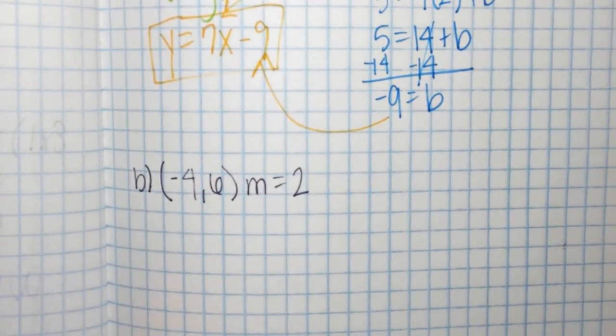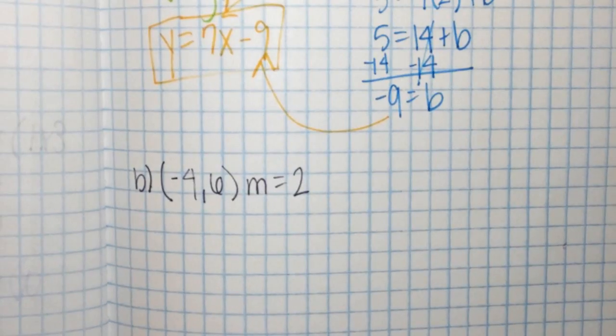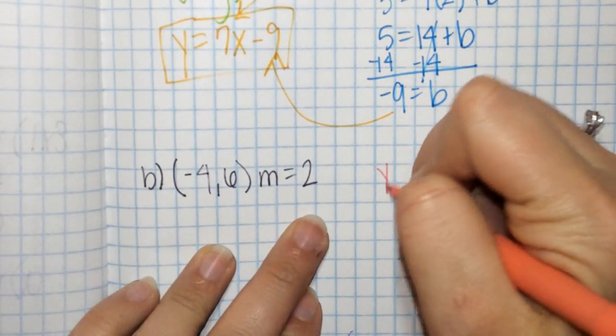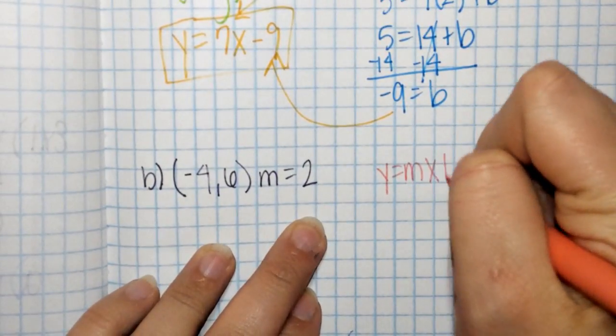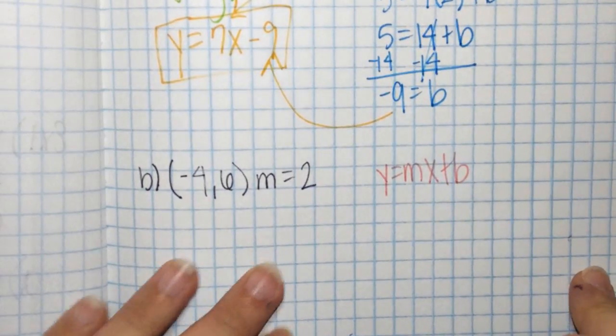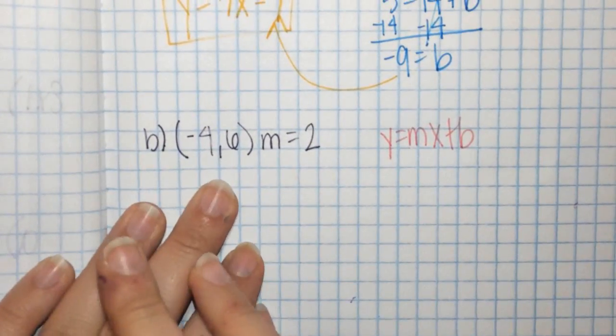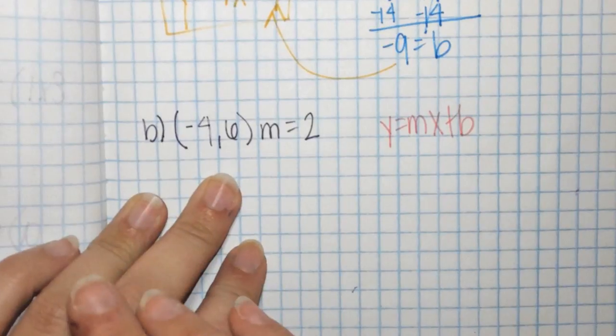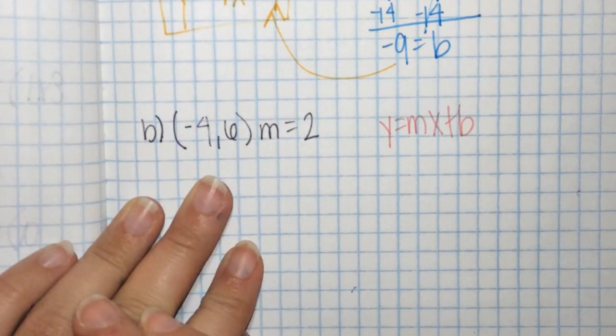Alright, now what form are we writing it in? Slope-intercept form. Y equals mx plus b. So everybody write it again. Y equals mx plus b. Why don't you write on your color sheet?